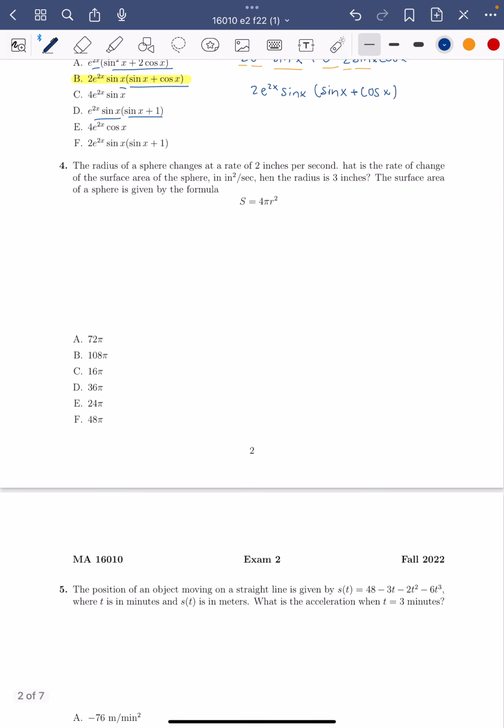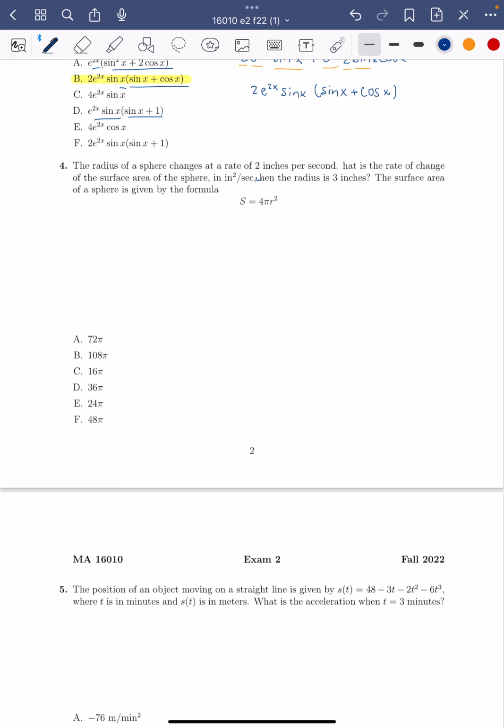Number 4. The radius of a sphere changes at a rate of 2 inches per second. What is the rate of change of the surface area of the sphere in inches squared per second when the radius is 3 inches? The surface area of the sphere is given by the formula. So when you're given something changing with respect to another thing, we call that a related rate. So to find a related rate, we need to use implicit differentiation.